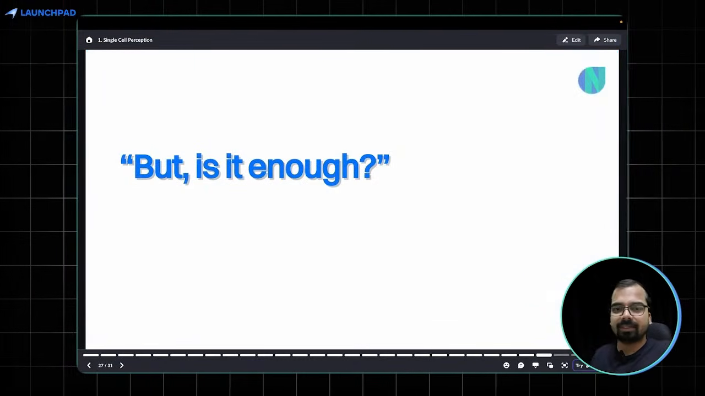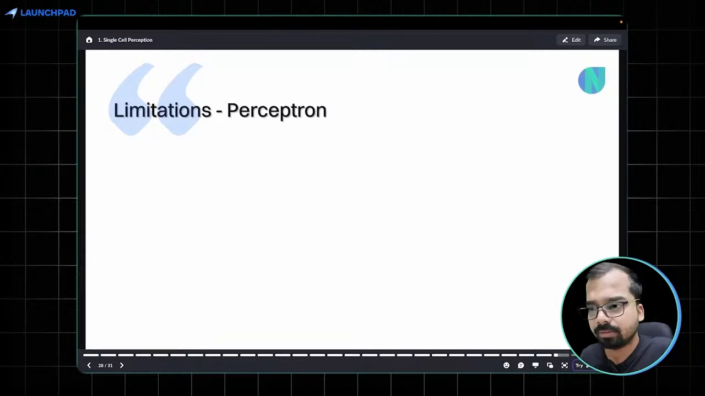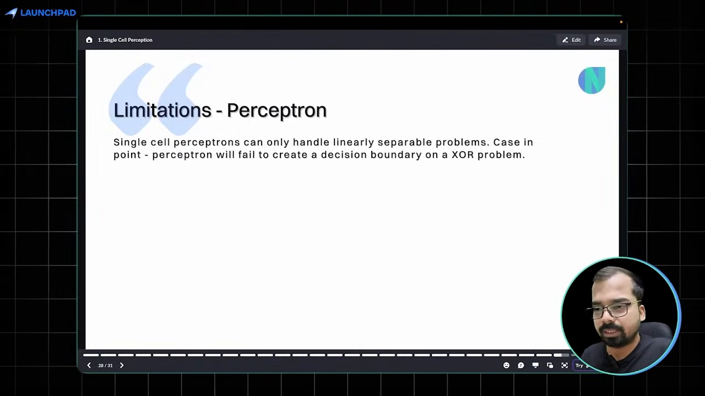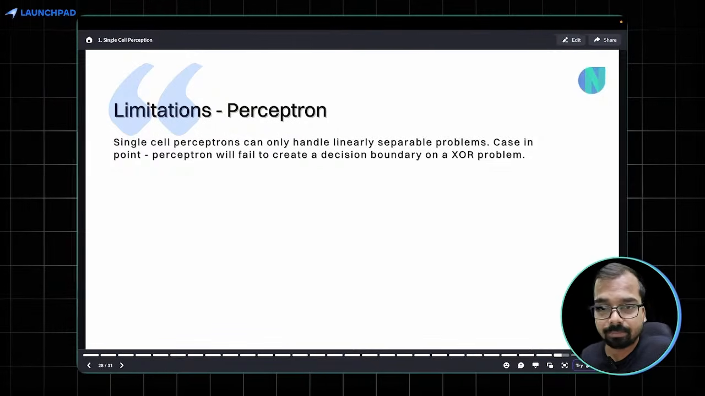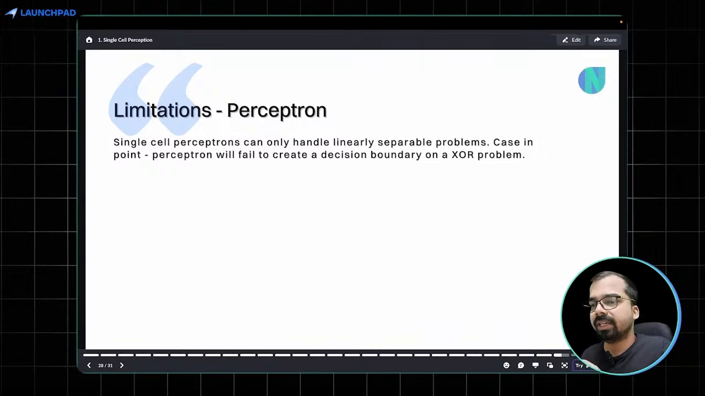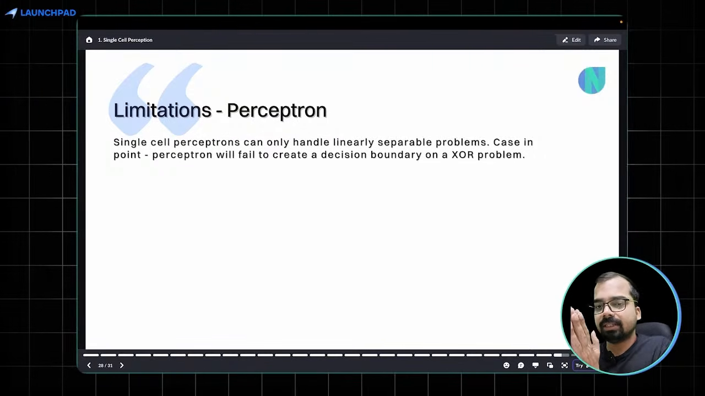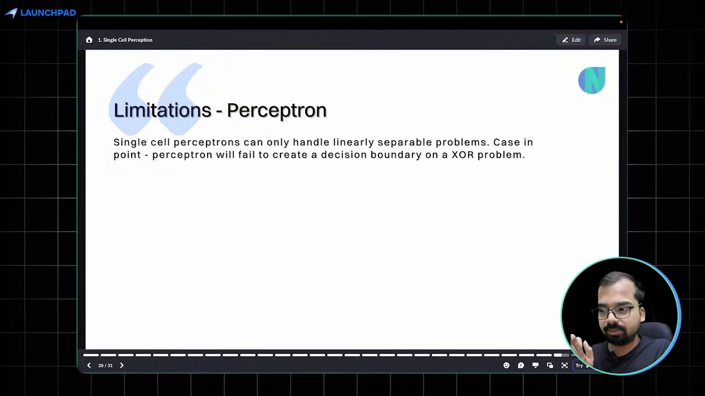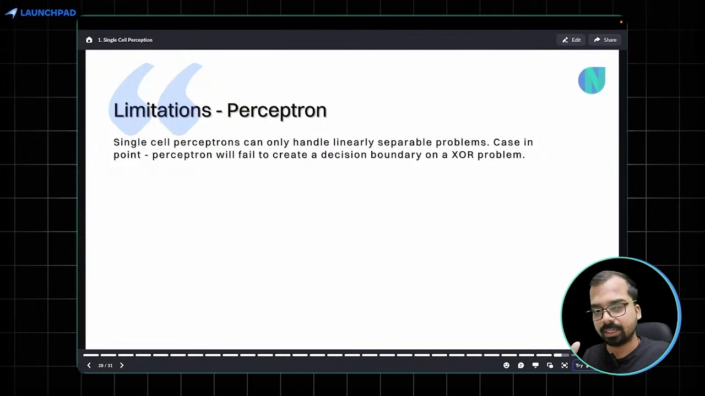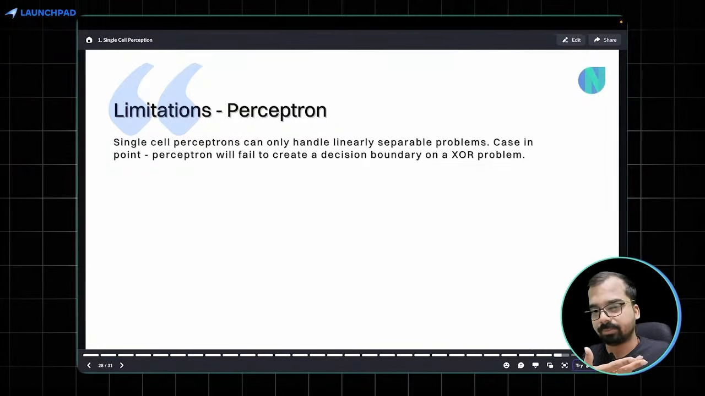But there is still one limitation in the single cell perceptron. If you saw the example of spam versus not spam, it was only useful when we had a linear decision boundary, like a straight line or a plane. That problem was a linear decision boundary problem.